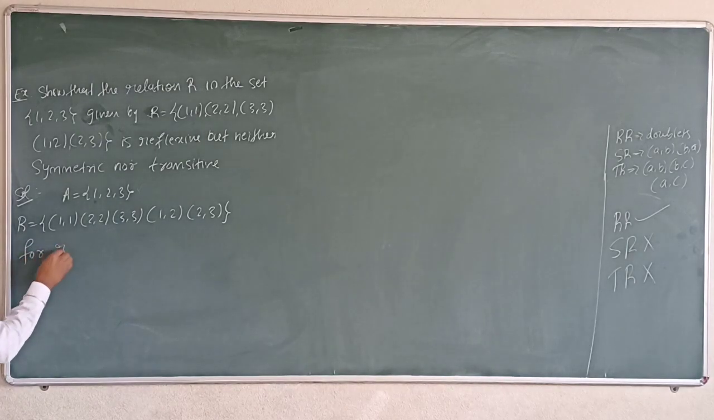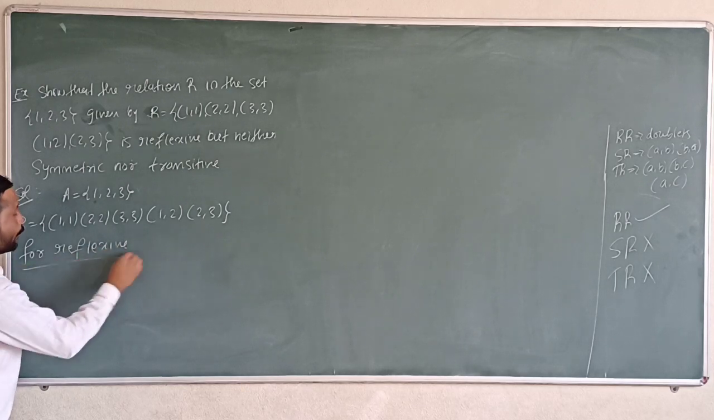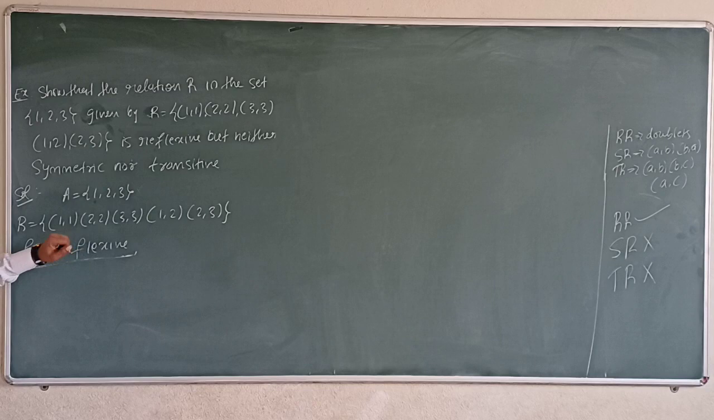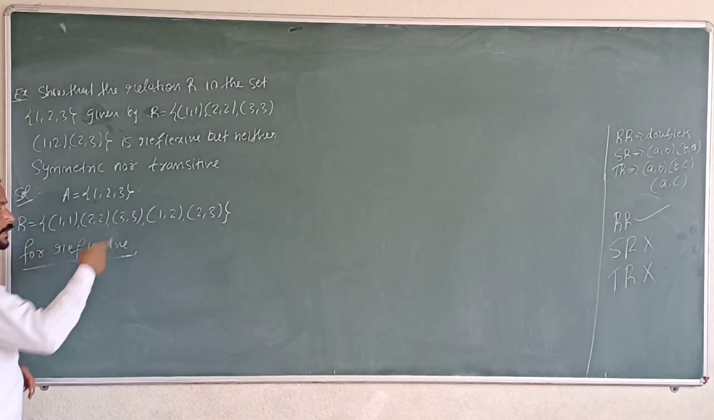For reflexive here, we know that reflexive means the doublets count. What is the set here? The set {1, 2, 3}. (1,1) doublet is present. Next, (2,2) doublet is here. And the (3,3) doublet is given now.